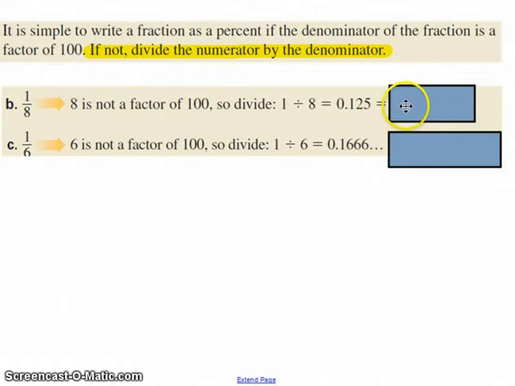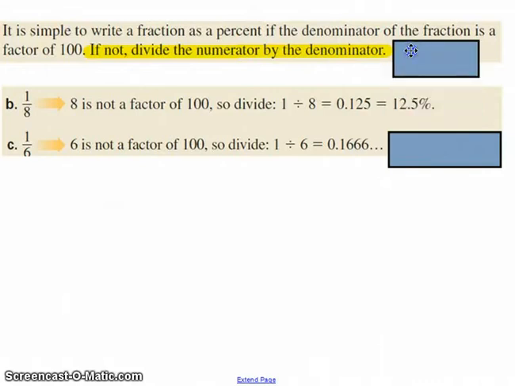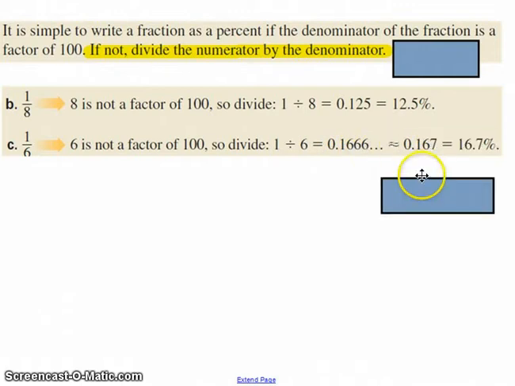Well, 0.125, go ahead and hit the pause button, see if you can do it. Okay, 0.125, you should have made that into 12.5%. Second one, 0.1666, and the 6 is repeating. That should have turned into 16.6 repeating forever percent, or rounding it, notice they say approximately, 16.7%.